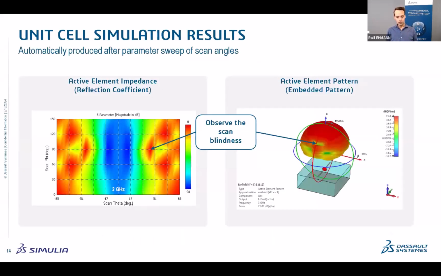And so in the end, all of this quickly calculates for you the active element impedance or reflection coefficient on the left-hand side, where you have on the y-axis the scan phi and on the x-axis the theta scan angles. And you can observe there the scan blindness as well, where there's total reflection, as we just saw in the one animation. And then on the right-hand side, you have the active element pattern, so basically the embedded pattern in an infinite array environment. And again, you can observe the blind spots there.